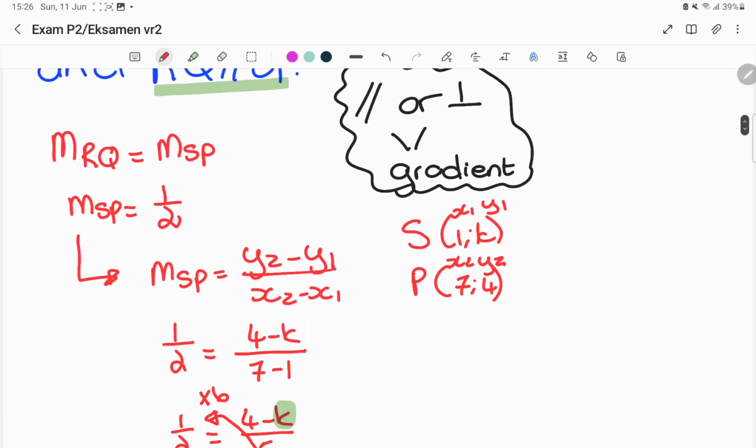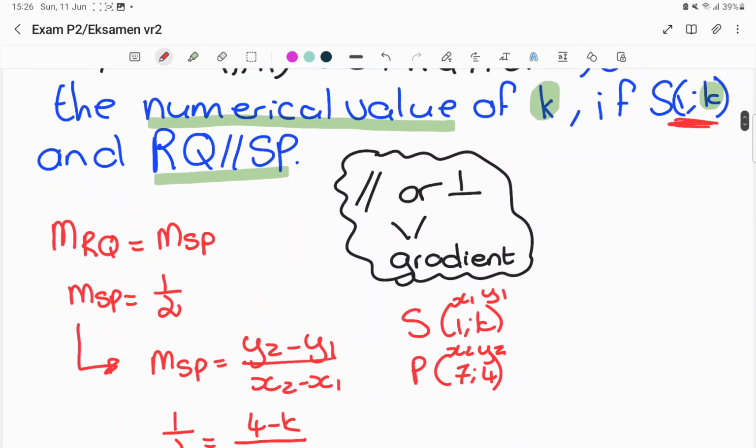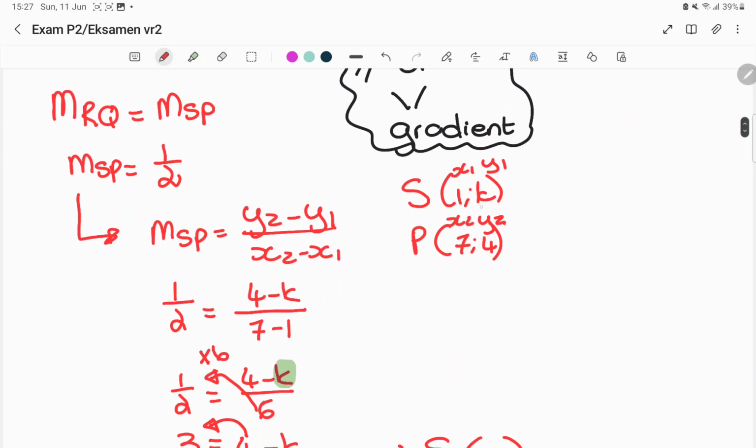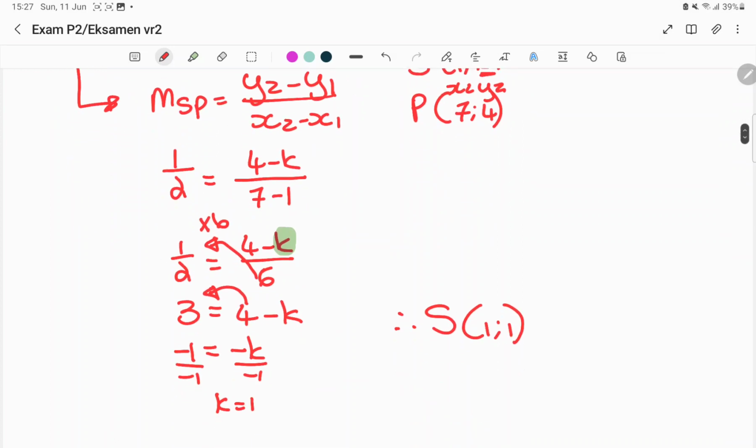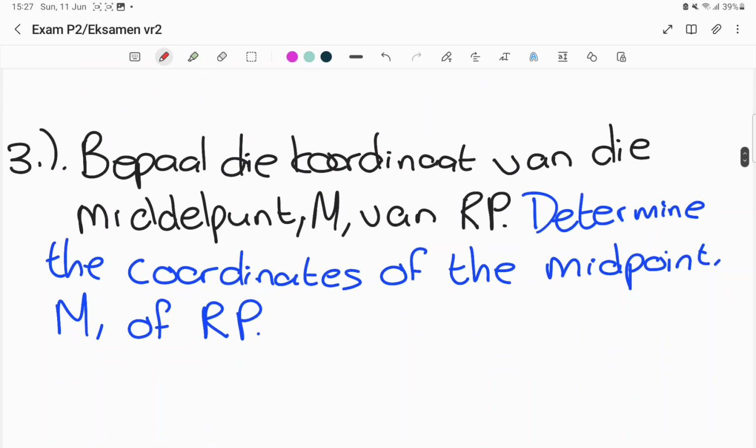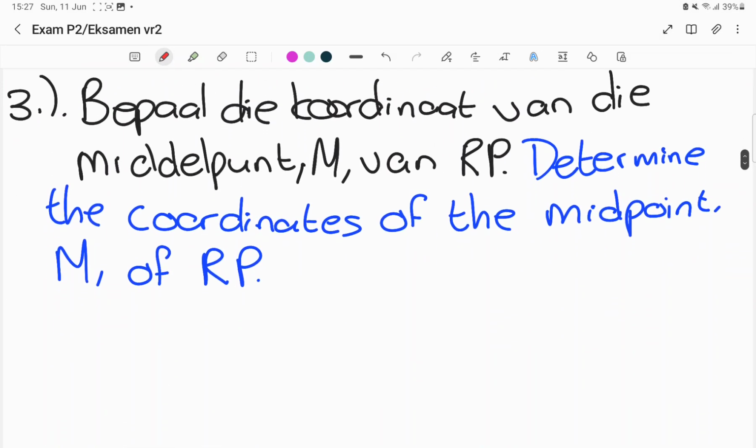Alright, so whenever they give you a question like this, where you know your two sides are parallel, wanneer weet jy twee sye is ewewydig, you know that your two gradients are equal to one another. Alright, then you just take the gradient that is part of your unknown value, so it was part of SP, and I'm going to substitute everything in, and then calculate K by making use of equations. Alright, let's move on to question 3.